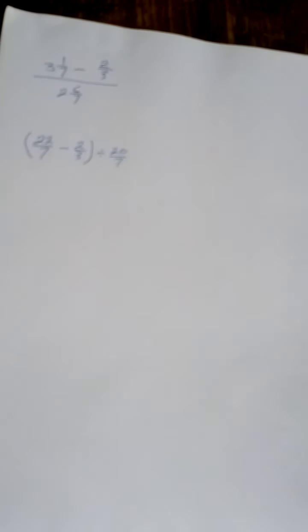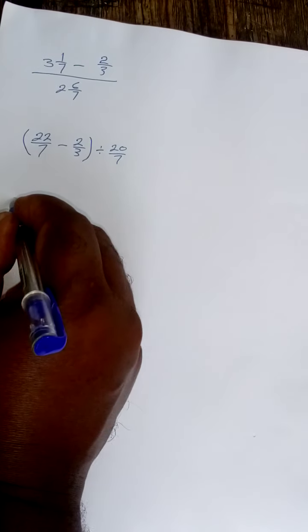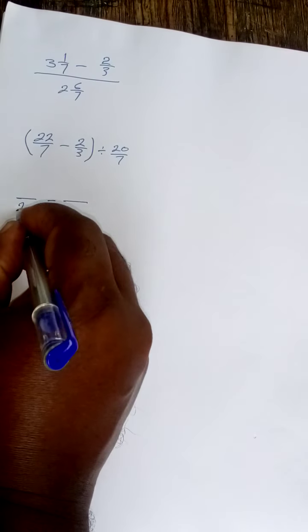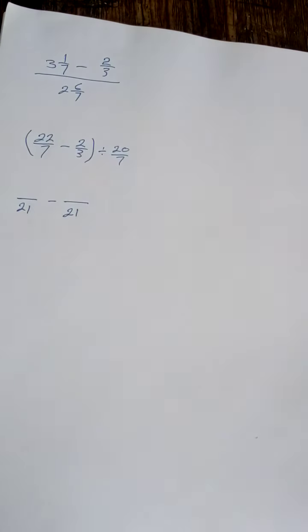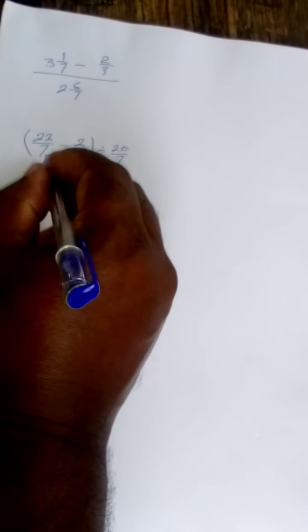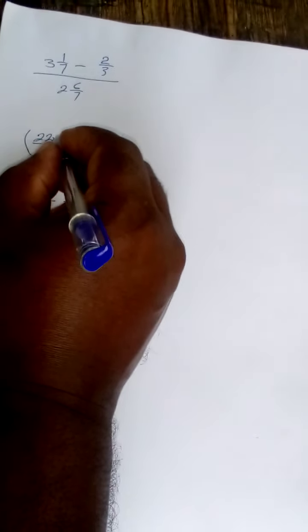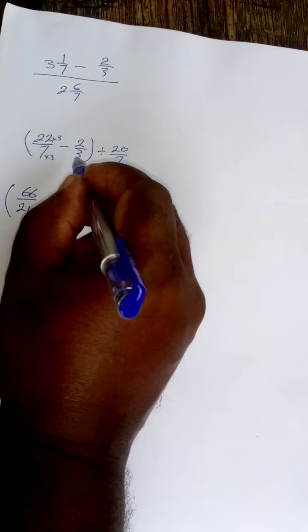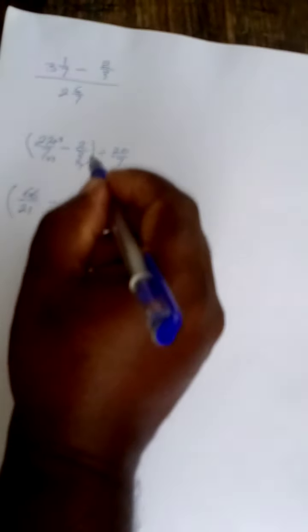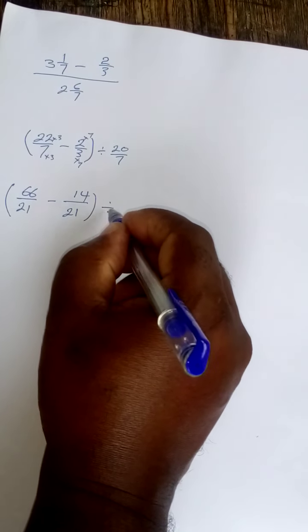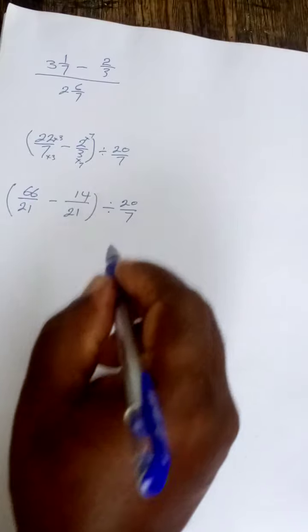When we subtract fractions, we need to have them with the same denominator, and the common denominator here is going to be 21, because 21 is the lowest common multiple of 7 and 3. We multiplied 7 by 3 to get 21. We're also going to multiply 22 by 3 and we're going to get 66. We multiplied 3 by 7, we get 21. We're going to multiply 2 by 7 and we get 14. And that is still going to be divided by our 20/7.